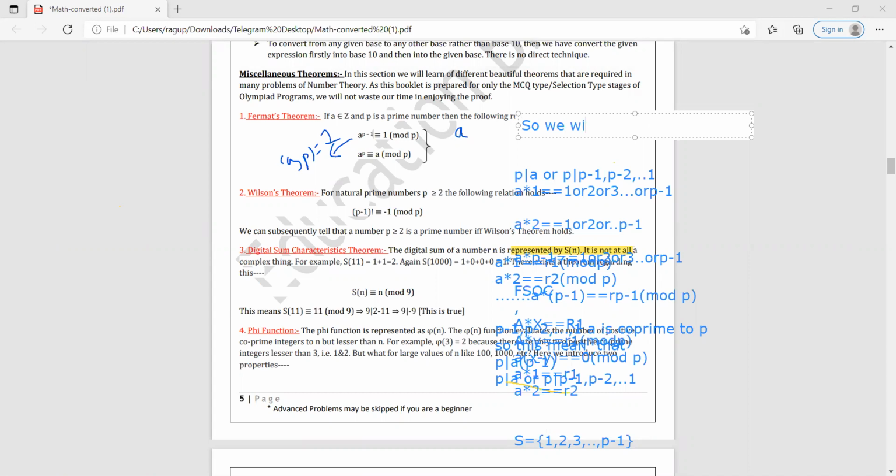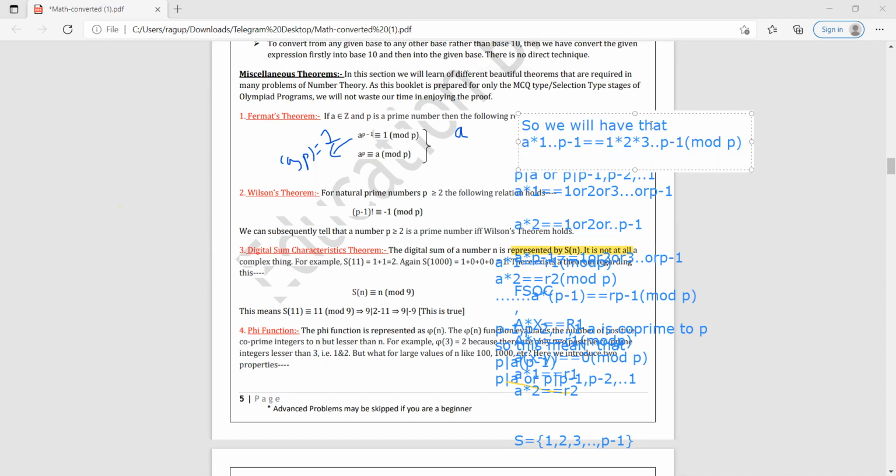So we will multiply all congruences. We'll have a into 1 dot dot dot into p minus 1 is equal to... Now it's not necessary that a into 1 is leaving 1 only as remainder. It can leave any other number. But we know that they have to leave distinct remainders. So this means that in some order, 1 would be there, 2 would also be there, 3 would also be there, until p minus 1 also be there, mod p.